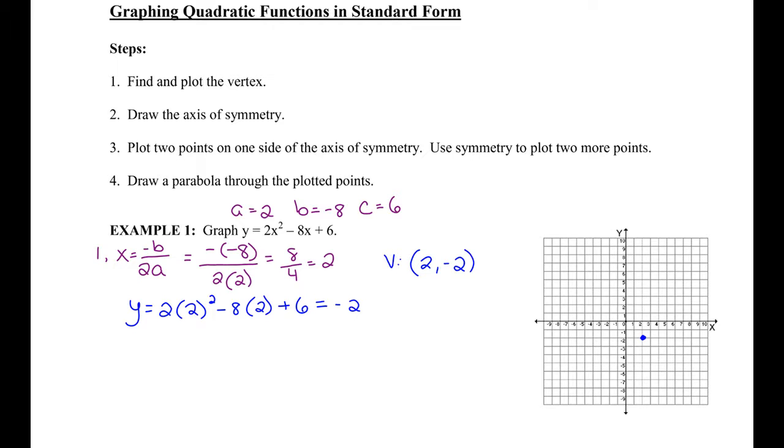Step 2 is to draw in the axis of symmetry. Your axis of symmetry is going to be the line x equals, and then whatever the x-coordinate was of your vertex, so x equals 2. And we're going to draw it in with a dashed line.